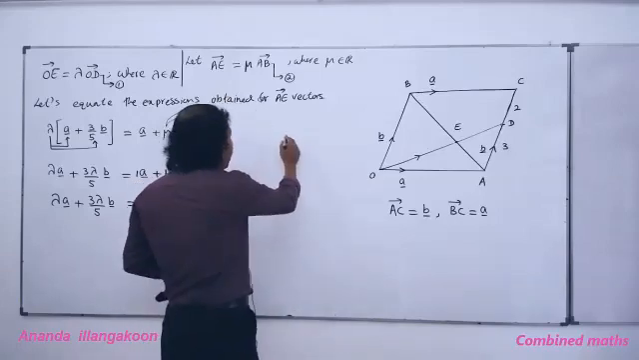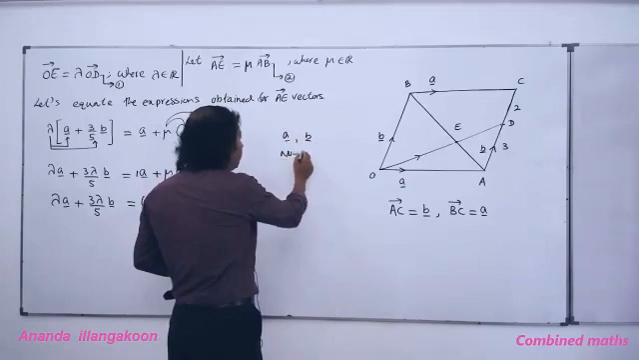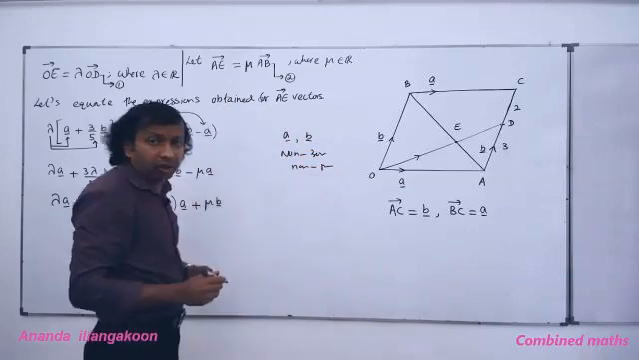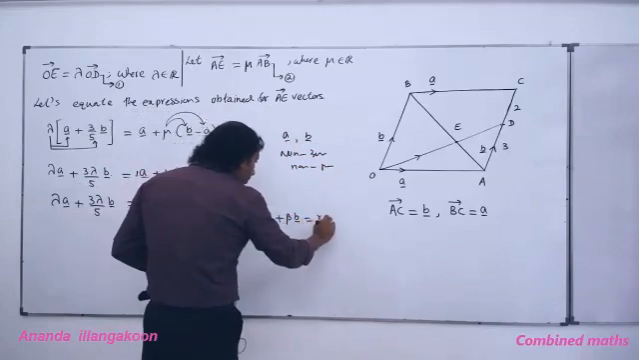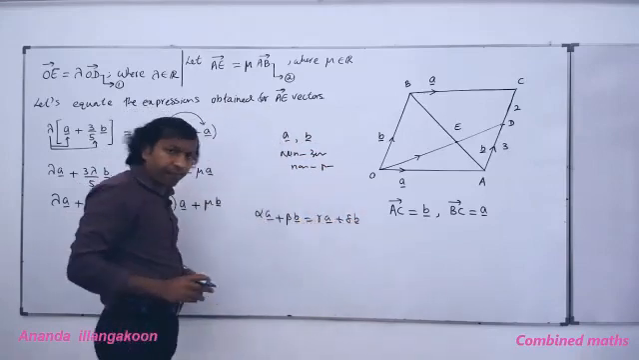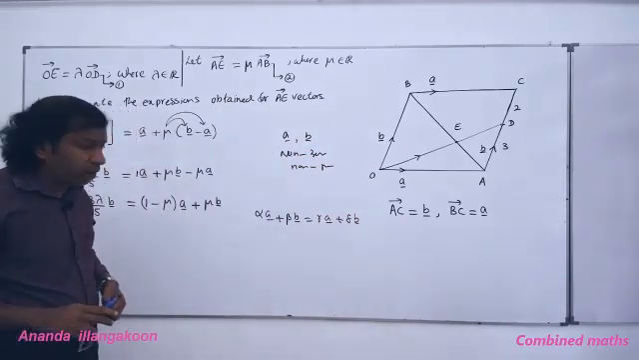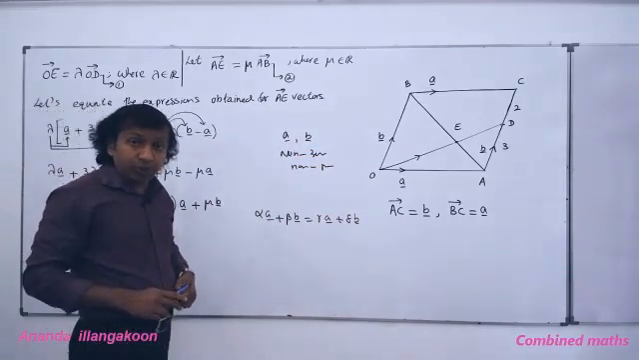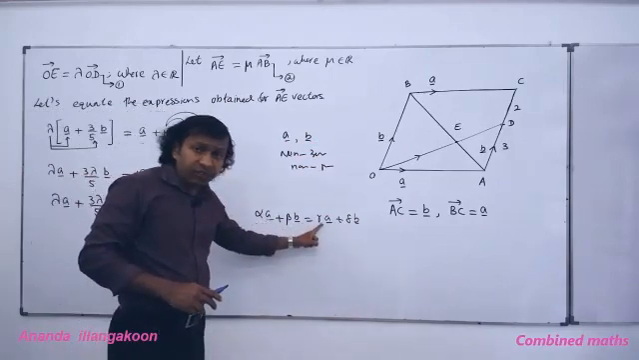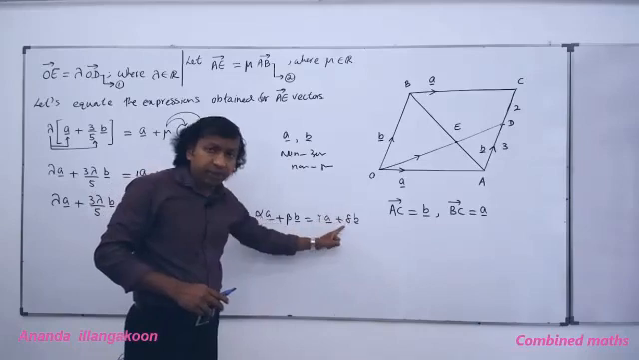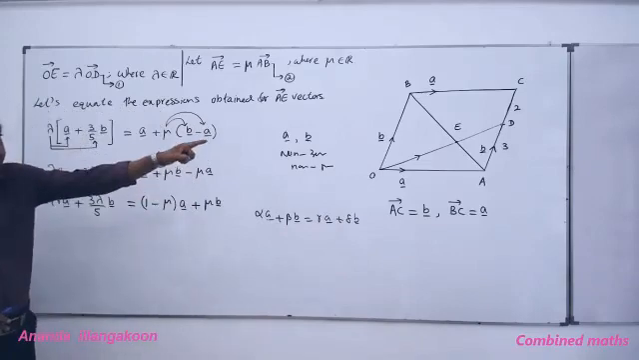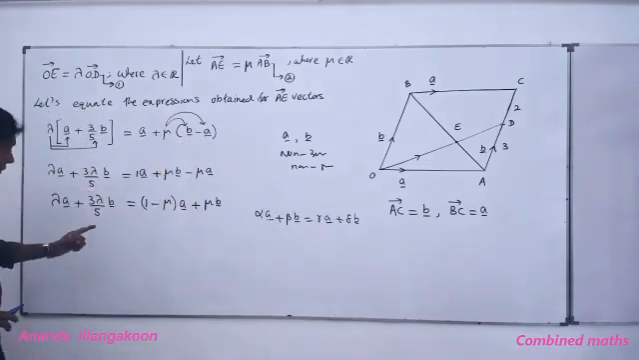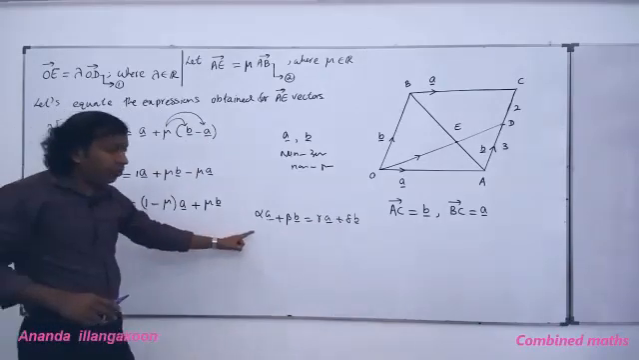We said when a and b are two non-zero, non-parallel vectors, if a and b satisfy this kind of vector equation, I proved today that the coefficients of a on the left and right must be equal, and the coefficients of b on the left and right must be equal. The same thing we can apply here. a and b in this diagram are non-zero, non-parallel vectors, and we have this vector equation.